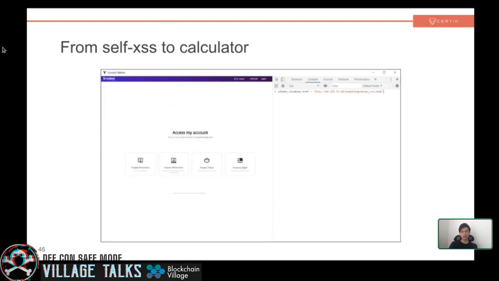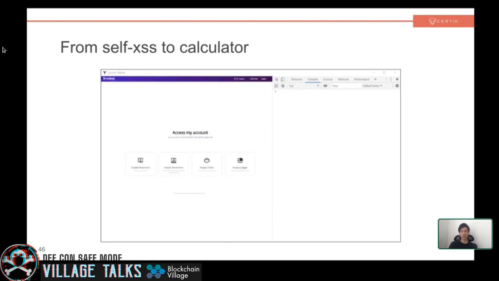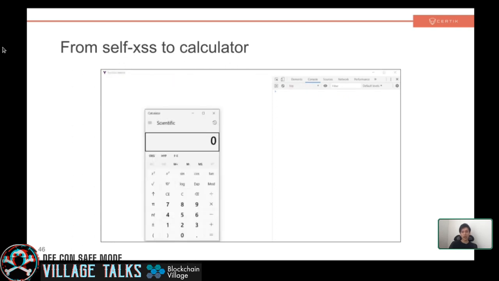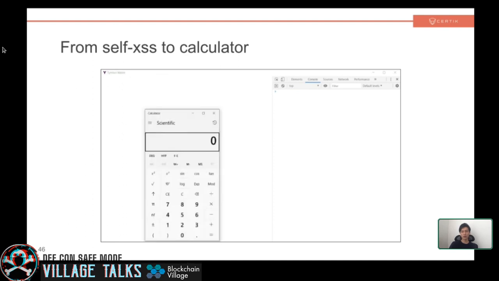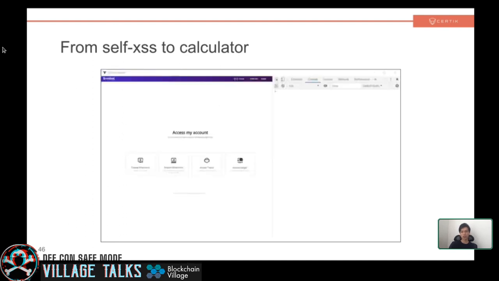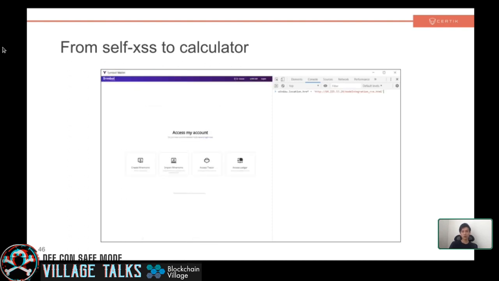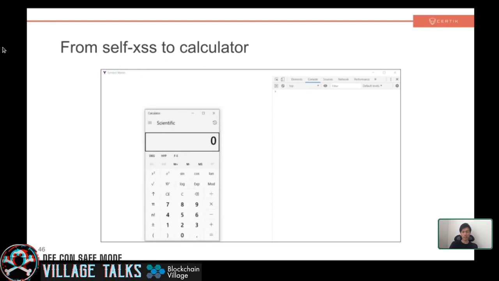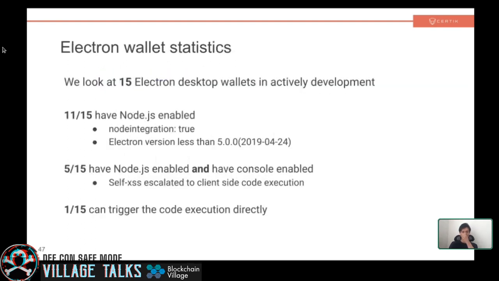Yeah, so the victim is like, oh, sure, it's a short command. I'm just going to paste it into the console. What will happen? You're going to see the calculator again, because what the line is doing is redirecting you to another page. And if that page has malicious code, it will just execute in your desktop wallet, in the Electron application.